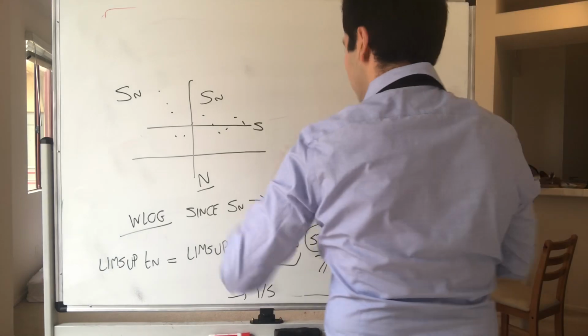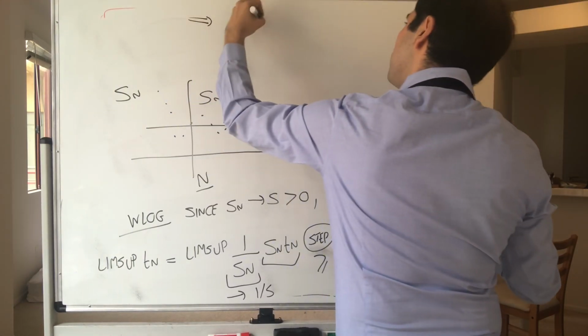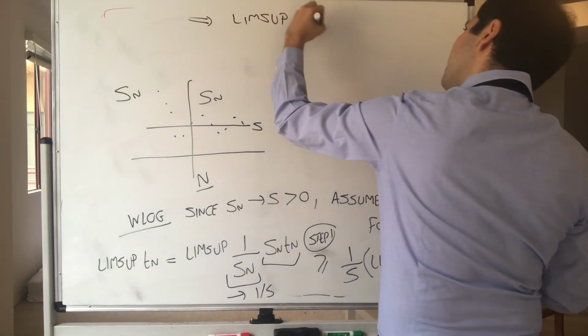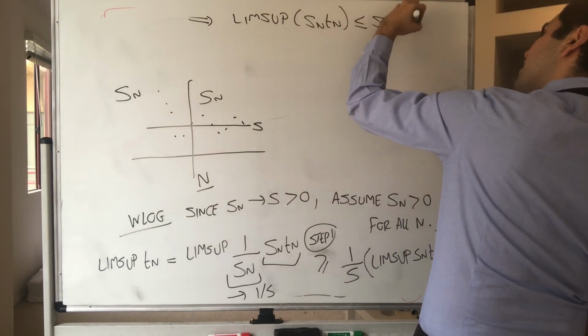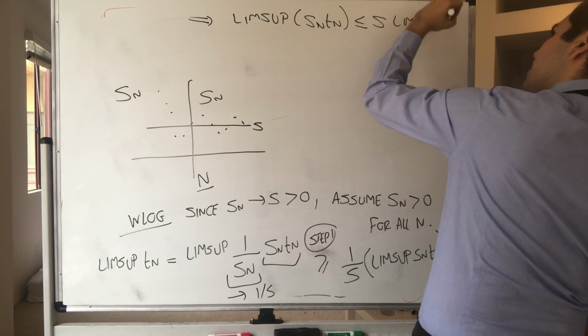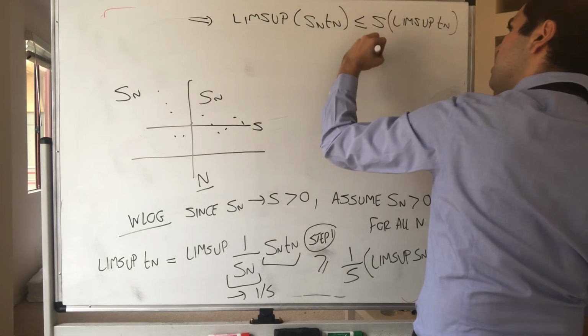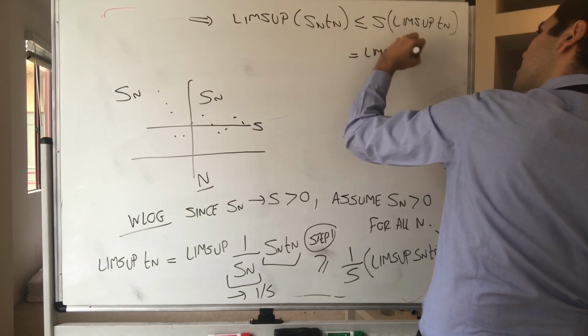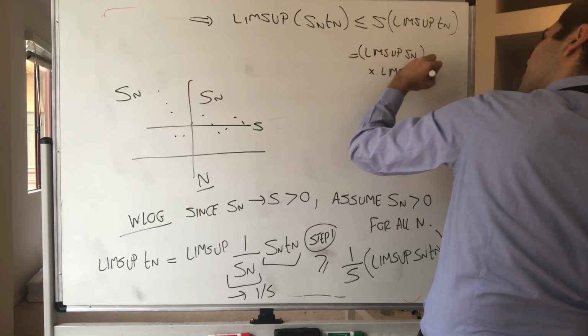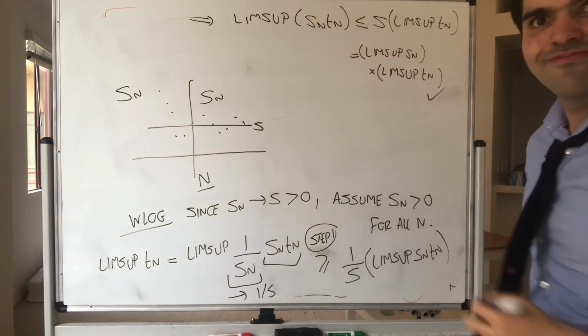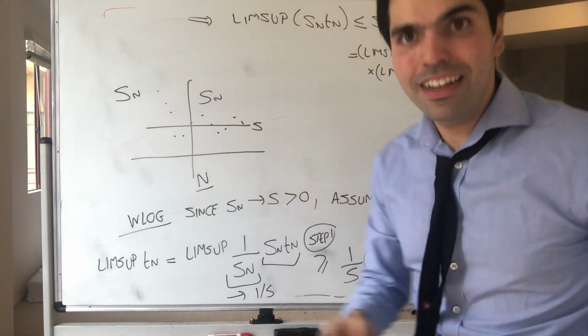And so what we know is the Limsup of Sn times Tn becomes less than or equal to S times the Limsup of Tn, but that's just the Limsup of Sn times the Limsup of Tn. And then we're done. And we can stay home happy. All right, thank you very much.